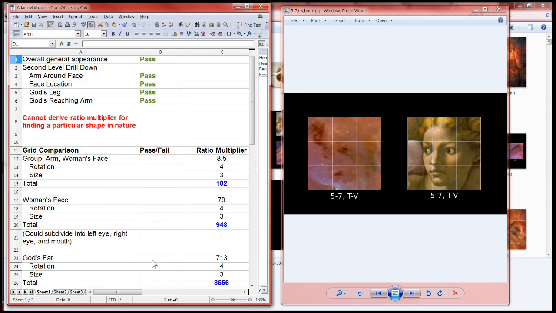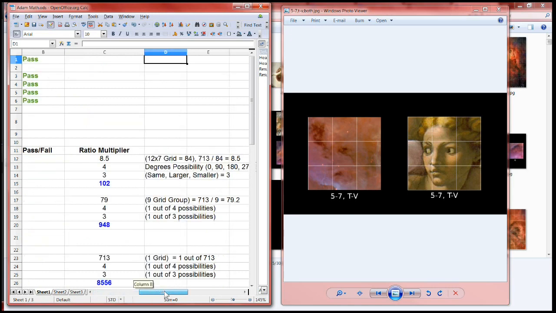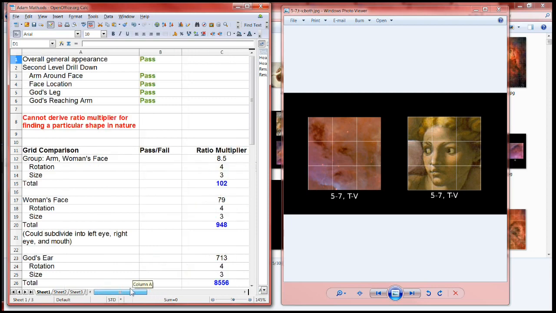So with 9 grids, we end up with 713 divided by 9, which is equal to 79. The rotation, as you can see, could not be changed, because if you rotated the face, you could see that it would not work at 90 degrees, 180 degrees, or 270 degrees. And therefore, we have a ratio multiplier of 948. If we wanted to subdivide it into these grid sections, we could, but we're not going to go into that level of detail for her.